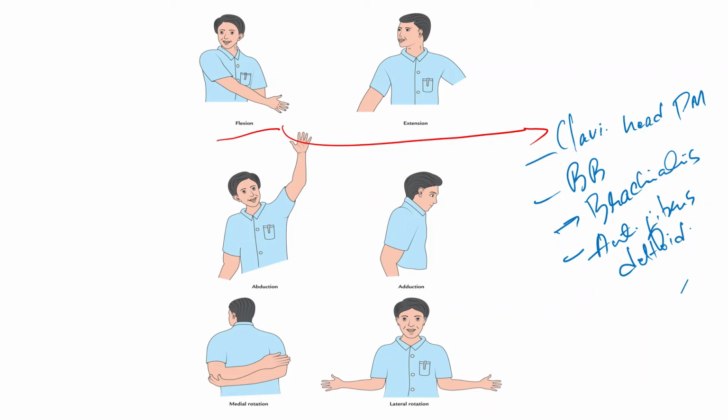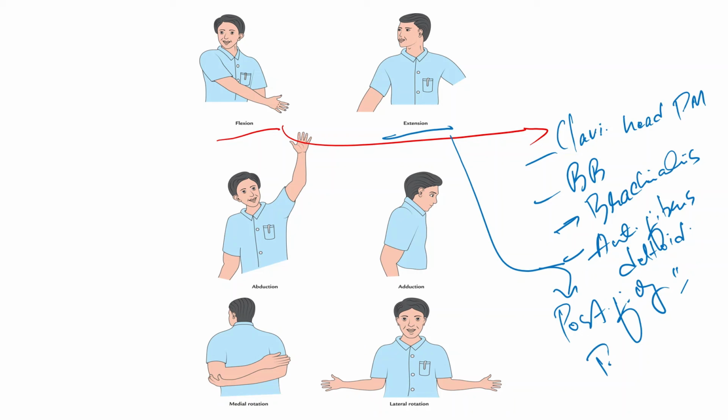The extension of the joint is mainly performed by the posterior fibers of the deltoid and the teres major muscle. So these two muscles, that is the posterior fibers of the deltoid and the teres major, mainly bring about the extension of the joint.